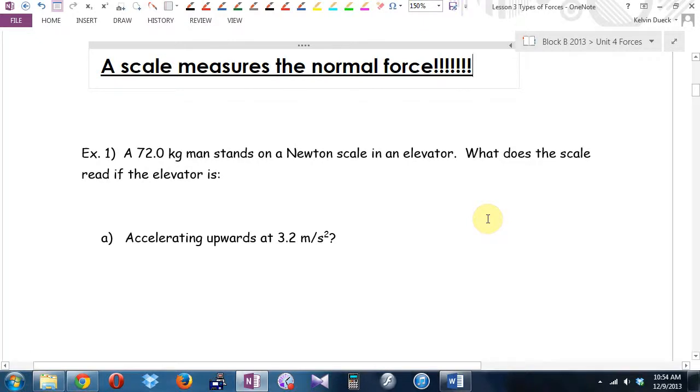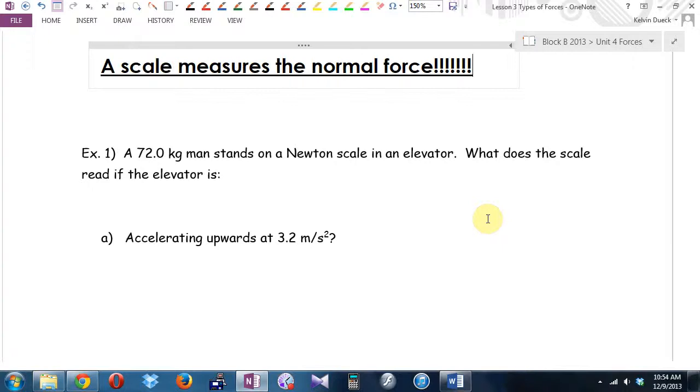Brad, what am I asking you to find here? What does the scale read? Oh, sorry. You're right. Say it again. The word after scale as well. What does the scale read? Okay, ready? Scene 1, act 1, take 2.